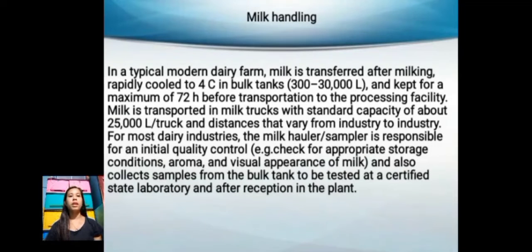Now, the next one is milk handling. In a typical modern dairy farm, milk is transferred after milking and rapidly cooled to a few degrees Celsius in bulk tanks of 300 to 30,000 liters, and kept for a maximum of 72 hours before transportation to the processing facility. Milk is transported in milk trucks with a standard capacity of about 25,000 liters, and distances vary from industry to industry.